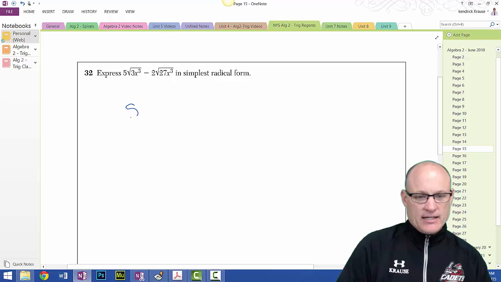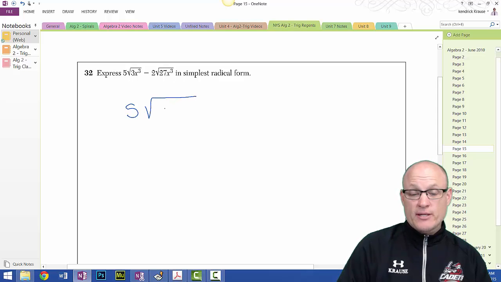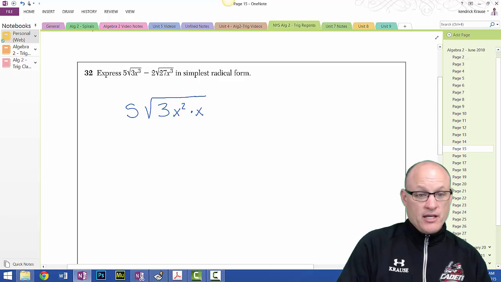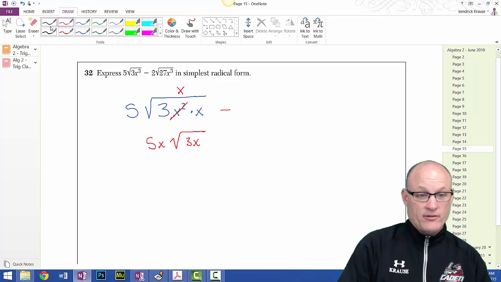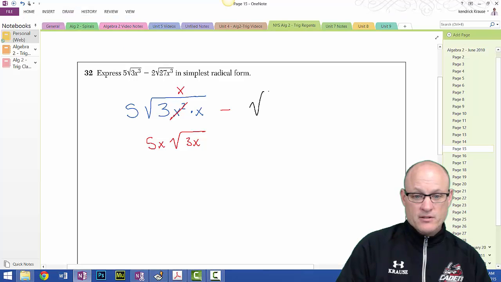So, 5 square roots. Now, I'm going to rewrite this square root using only perfect squares. Let's see. 3 is not a perfect square, but x cubed has an x squared in it times an x. Now, x squared is a perfect square, so I can get rid of this and make it x. So this becomes 5x square roots of 3x. Now, I'm hoping that my other one has something similar to that as well. I'll do this in black, I guess.